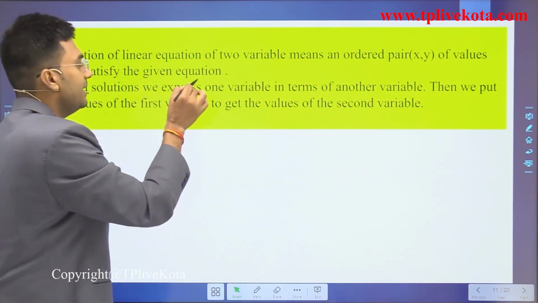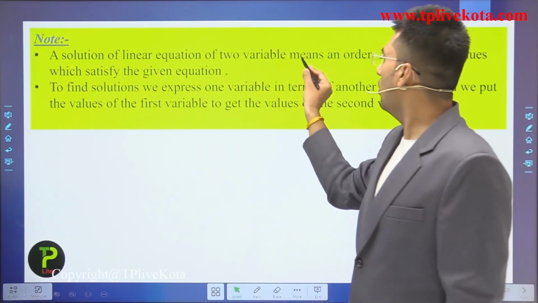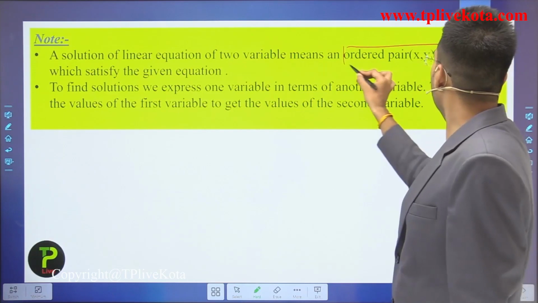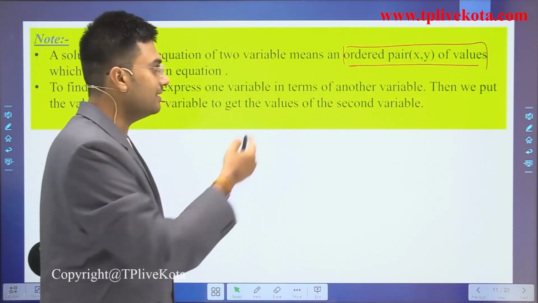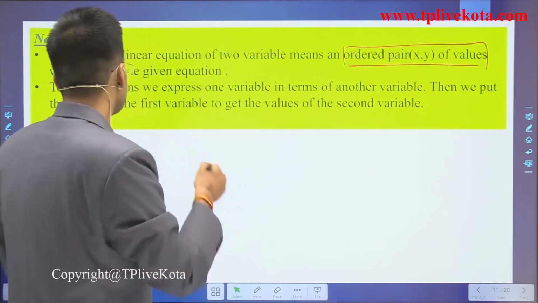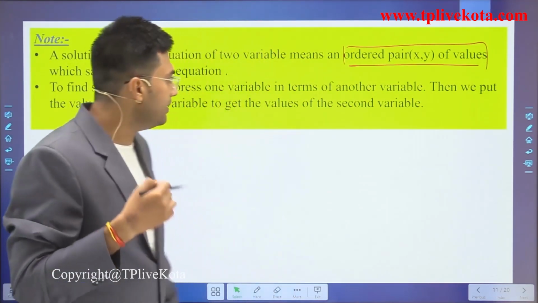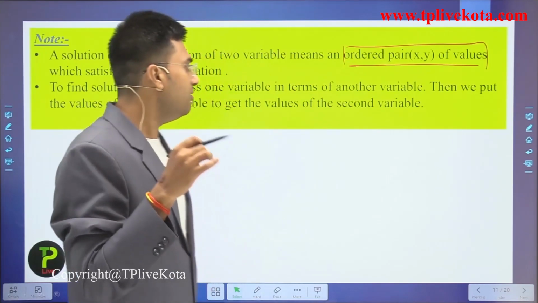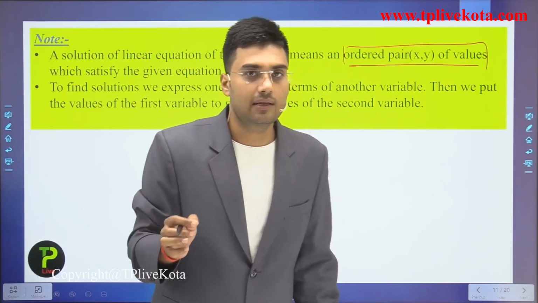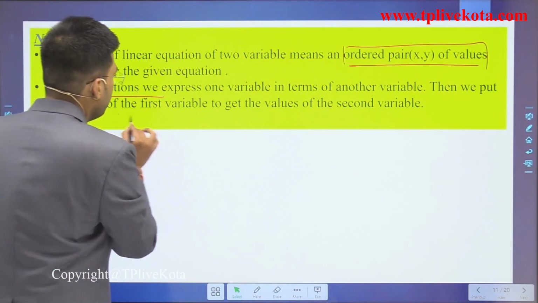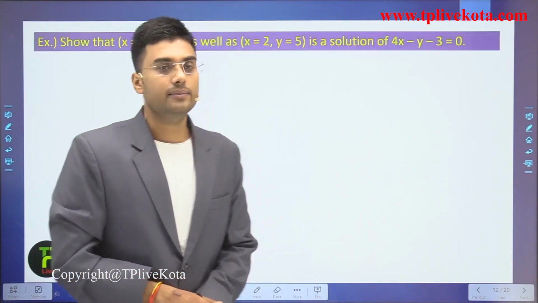Now, a solution of a linear equation in two variables means an ordered pair of x and y values which satisfy the given equation. We already saw this in the previous example. To find the solution, we express one variable in terms of the other variable, then we put in the value of the first variable to get the value of the second variable. So let's move to the next slide.